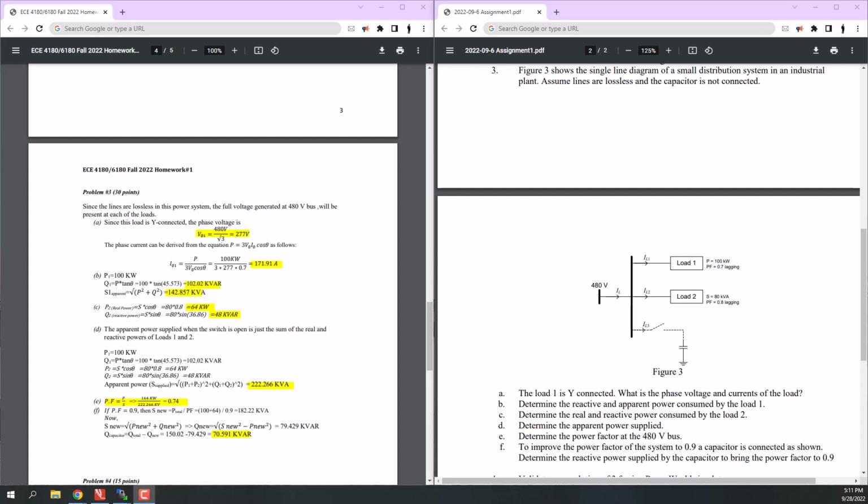And finally, for the third question, we are asked to calculate these parameters. Here we have a small distribution system, and the lines are assumed to be lossless. At the beginning, it is assumed that the capacitor is not connected. For the first part, we have to assume that load 1 is connected in Y connection. So it's asking for phase voltage and current of the first load.